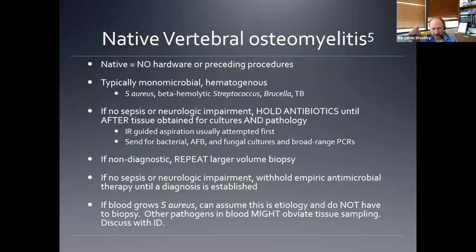If the blood grows something that frequently causes spine infections, then we can assume that's the problem. Staph aureus particularly, the guidelines endorse that if there's Staph aureus in the blood and you have vertebral osteomyelitis, you can make the assumption that that's the problem. You do not need to stick a needle into the disc or bone. And those blood cultures usually turn positive pretty quickly. Everybody with this needs blood cultures. So all patients with vertebral osteomyelitis need blood cultures before getting antibiotics.